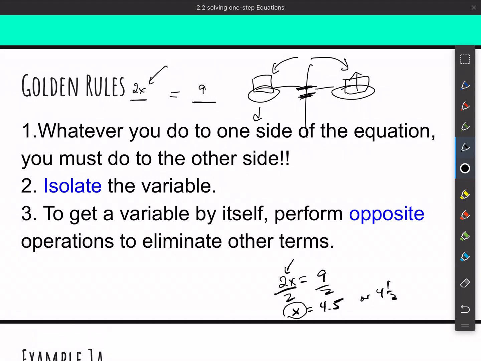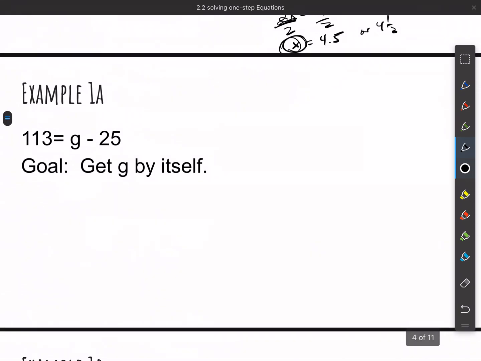We're always trying to get the variable by itself, like I did here. To get a variable by itself, we're always performing opposite operations to eliminate other terms. Again, like I showed you here, this was multiplication. To get that x by itself, I had to perform the opposite operation of multiplication, which is division. And the opposite operation of addition would be subtraction, right? So let's do some of these.